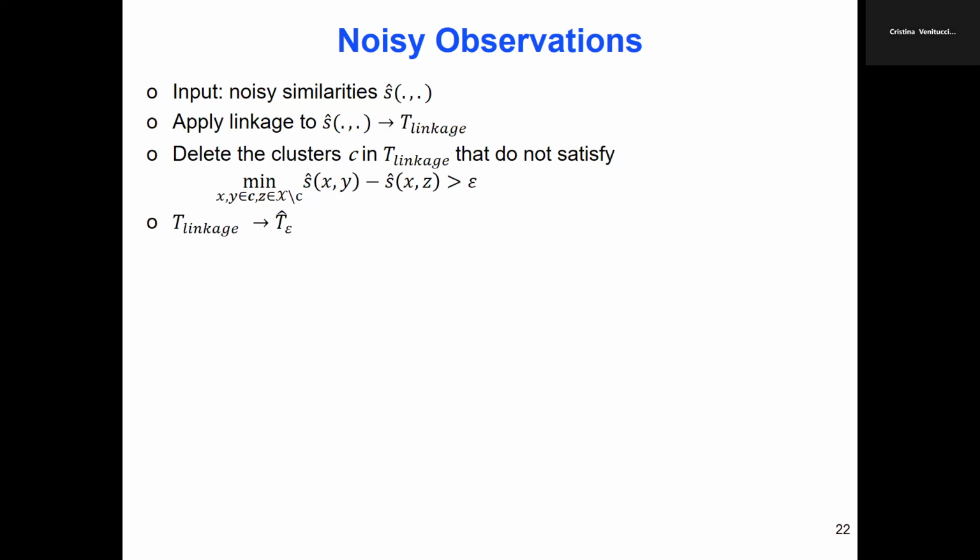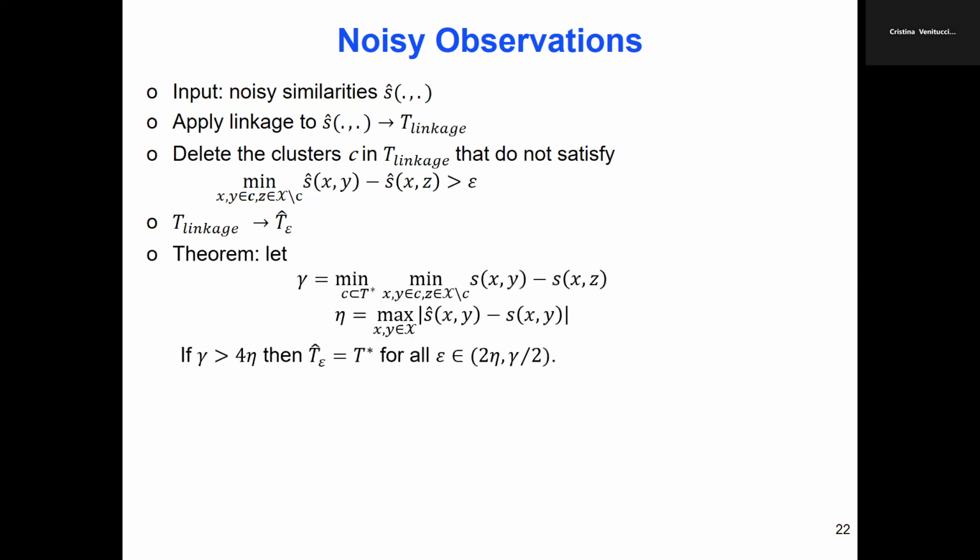And then if I am lucky, essentially, where S hat is the noisy one and S is the real function, if objects are separated sufficiently apart, and the noise, so the difference between the noisy version and the non-noisy version, is small enough, then I will recover the tree. But essentially, that's what I have just now.